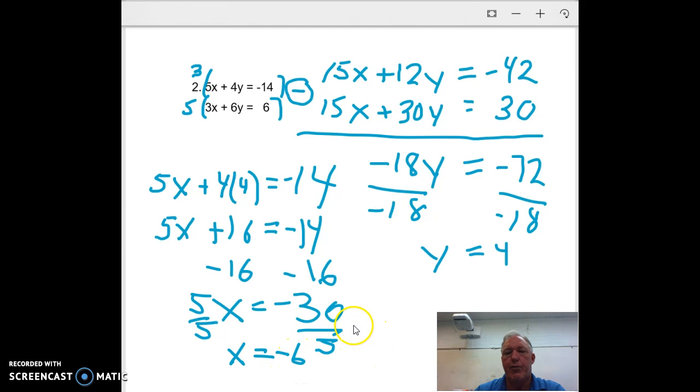How do we show our final answer? We show it in the form of a solution as if it's a dot on a graph. Negative 6, comma, 4. And that's the solution for number 2.